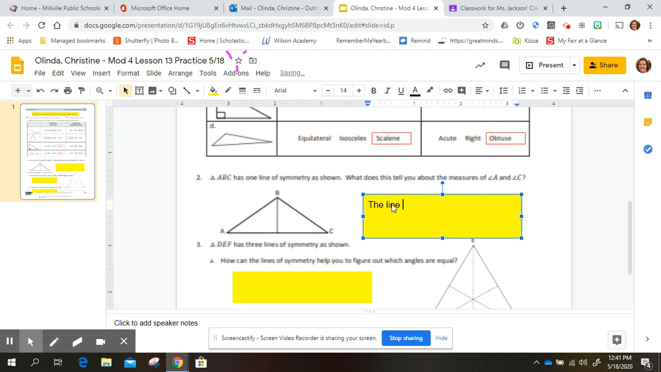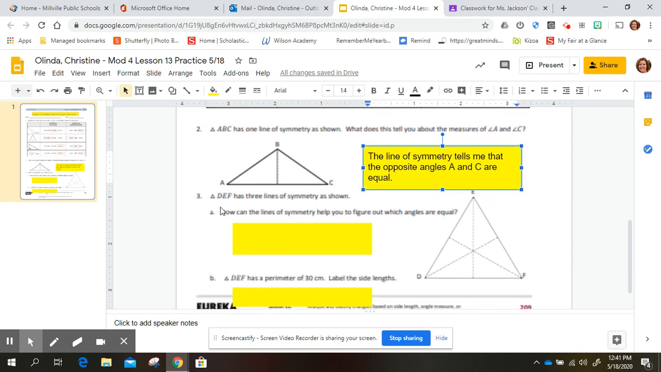So the line of symmetry tells me that the opposite angles, that would be A and C, are equal. That means they have the same measurement. And if I took a protractor, I'd be able to measure right here and measure right here, and their angles would be the same.